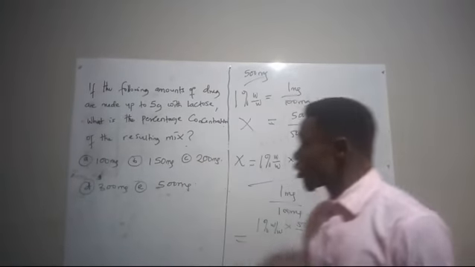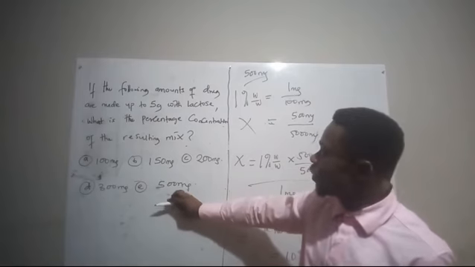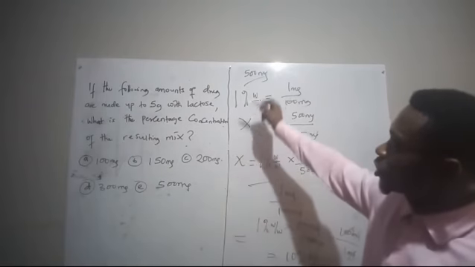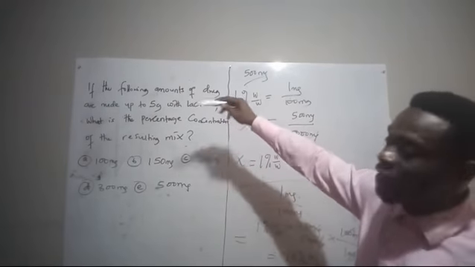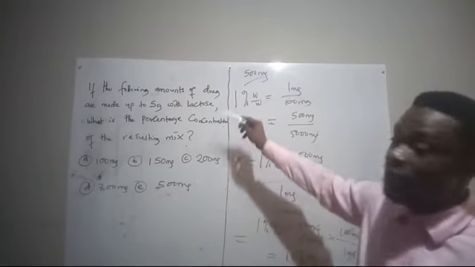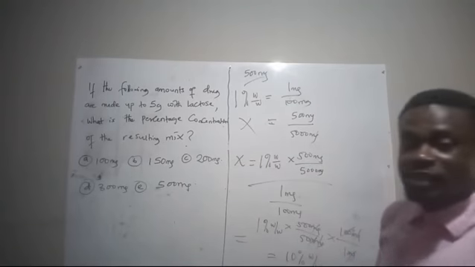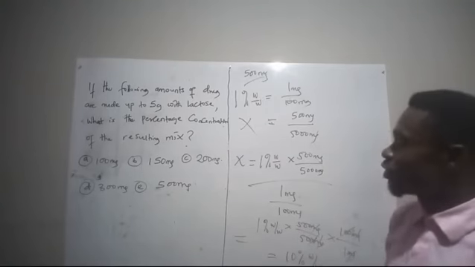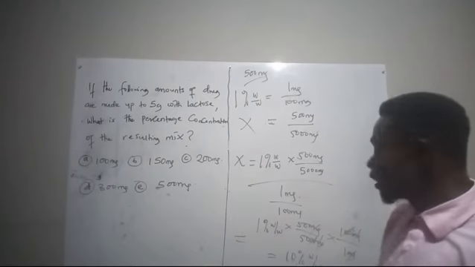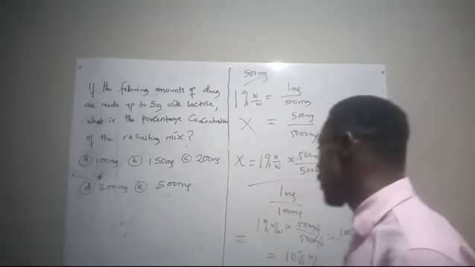So if 500 milligram of the drug is made up to 5 grams of a mix using lactose as diluent, the percentage concentration of the drug in the entire mix is 10% weight per weight.